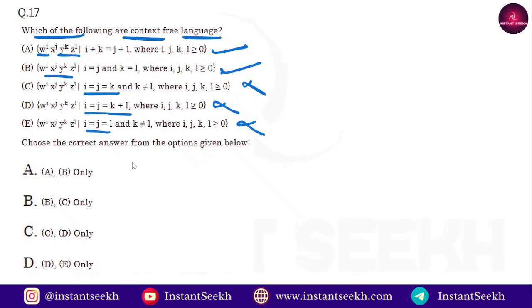And from the given options, your correct answer is option number A, and only two statements are right, that is statement A and statement B. So correct answer is answer A. Let's move on to the next.